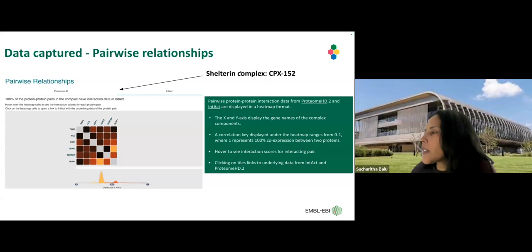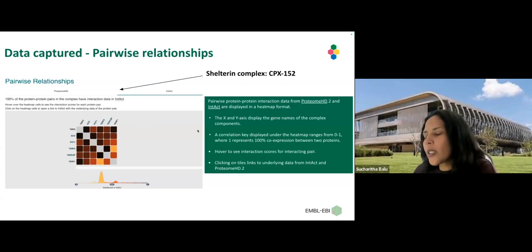Here is a really simple example again with shelterin, and I've clicked on IntAct. You can easily switch between these two. In this heat map, the X and Y axis display the gene names. You have this correlation key underneath the heat map which goes from 0 to 1, where 1 is 100% correlation. If you hover on any of these tiles, you would see a correlation coefficient for that particular interaction. And if you click on a particular tile, it will take you to the underlying data from either IntAct, if you're in the IntAct tab, or ProteomeHD.